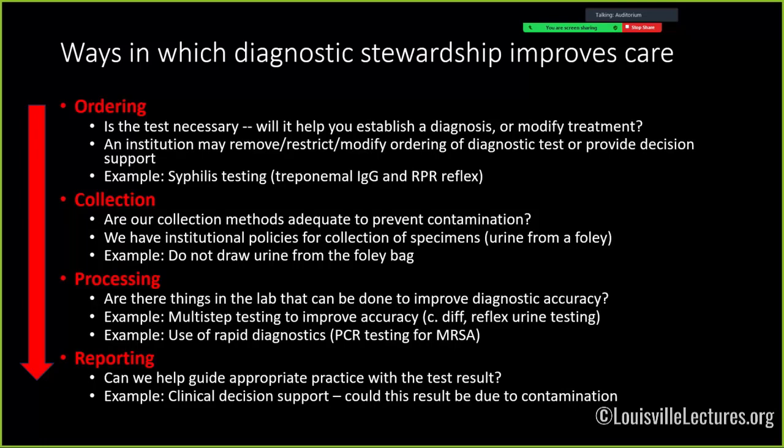What about collection? Are the collection methods that we're using adequate to prevent contamination? For infectious disease diagnostics, because our body basically has more bacterial cells than eukaryotic cells, this becomes a big issue. We can think about how many blood cultures we have, and there's always that question, is this contamination or is this real? So what can we do to improve our collection methods?